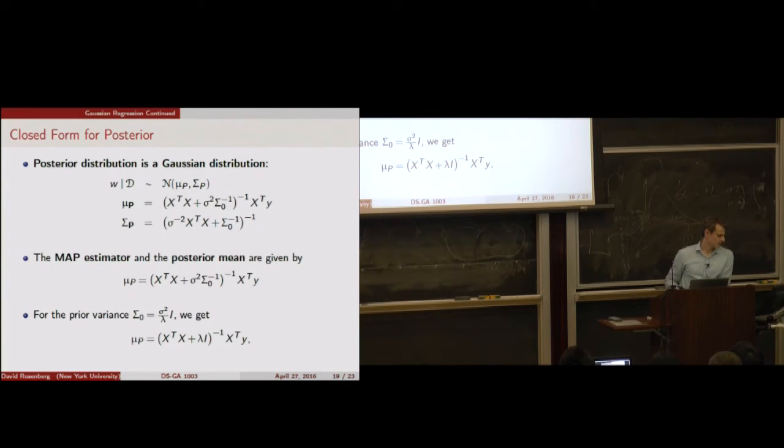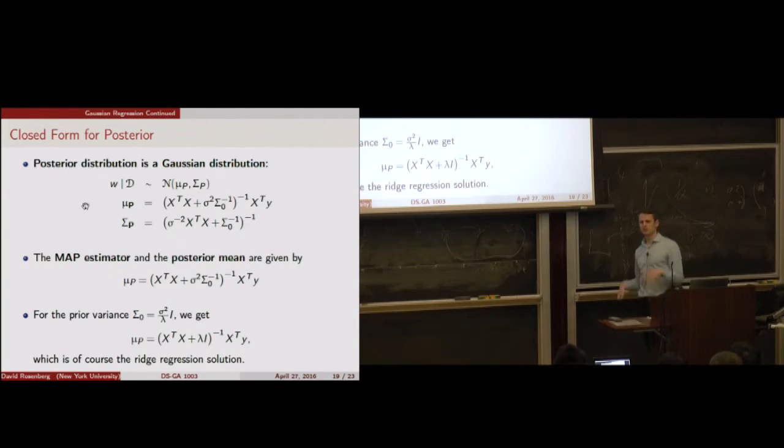Is mu p the MLE? Okay. What do you think? So how do you get the maximum likelihood? What does it mean to be the MLE? We're not maximizing mu given D, we're maximizing D given w. And remember, when you maximize D given w, it's just the likelihood model. There's no prior in the likelihood of D given w. Let me go back to this.